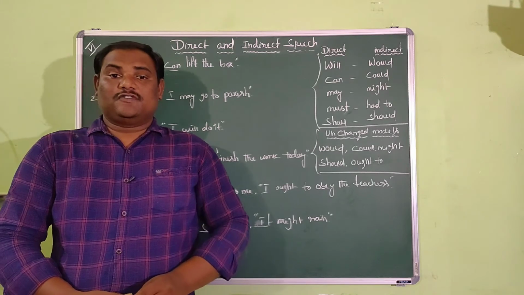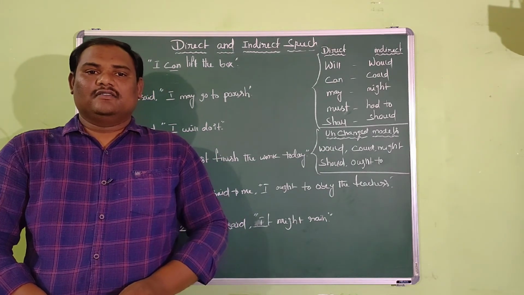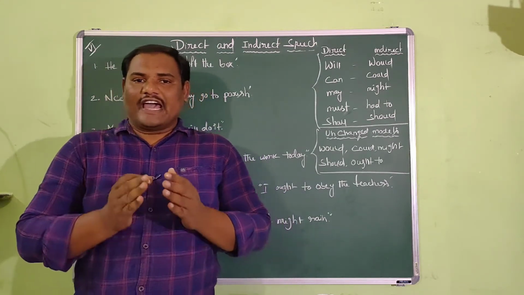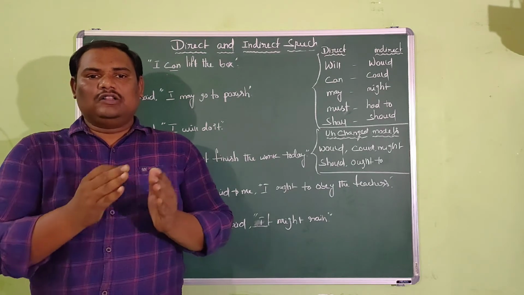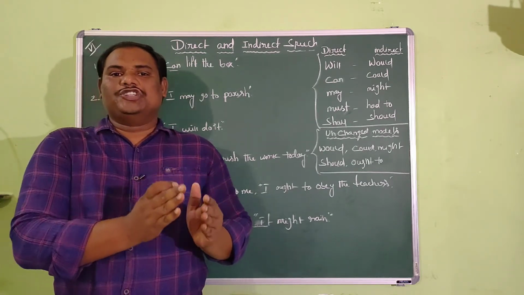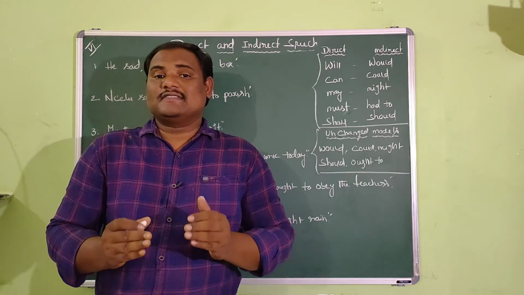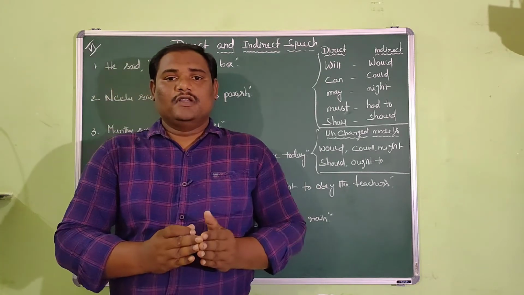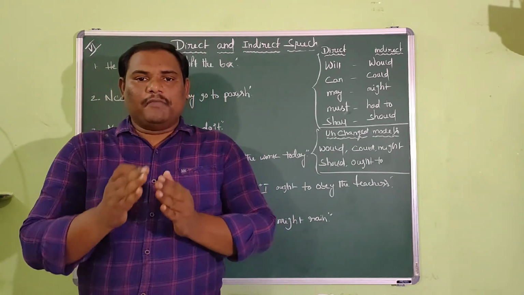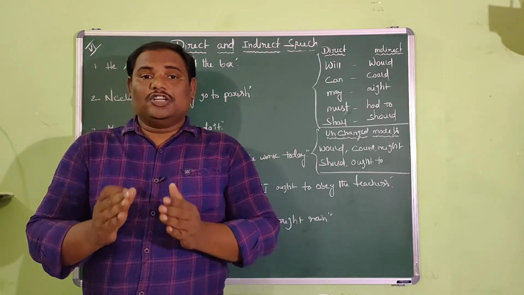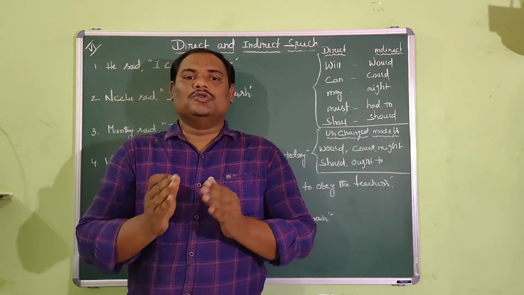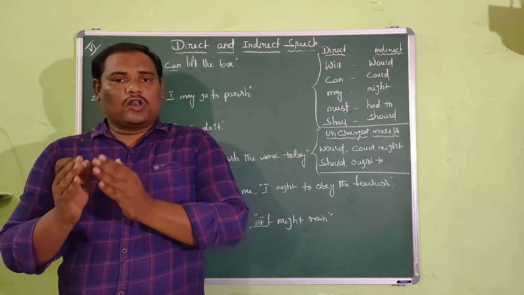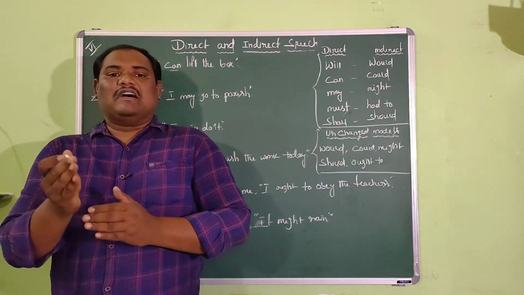Today, as part of this video, I wanted to explain indirect speech for modals. For converting direct speech into indirect speech, all the present modals are changed into past modals. Means we can change the modal auxiliary will into would, can into could, may into might, shall into should, and must into had to. How can we change these modal auxiliaries from present to past?